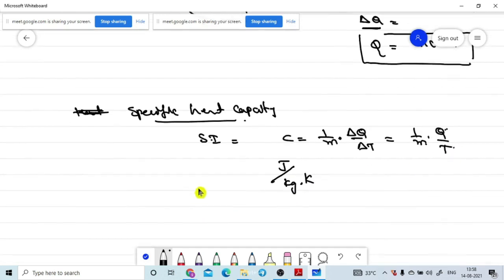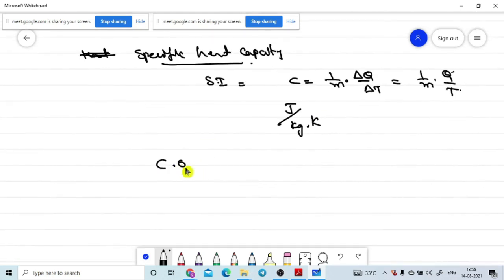Now if you go to the CGS units, erg per gram per degree Celsius, or we can take calorie per gram per degree Celsius. This is the units for specific heat capacity.